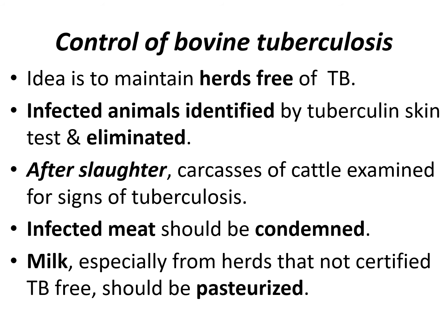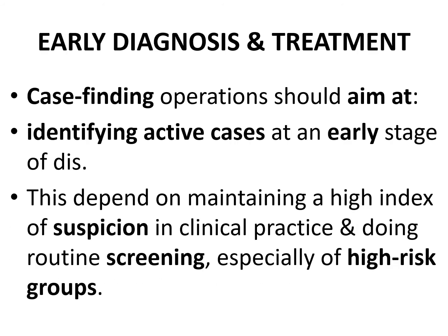The idea is to maintain herds (القطعان) free of TB. Infected animals are identified by tuberculin skin test and eliminated. After slaughter, carcasses of cattle are examined for signs of TB. Infected meat should be condemned. Milk, especially from herds that are not certified TB-free, should be pasteurized.